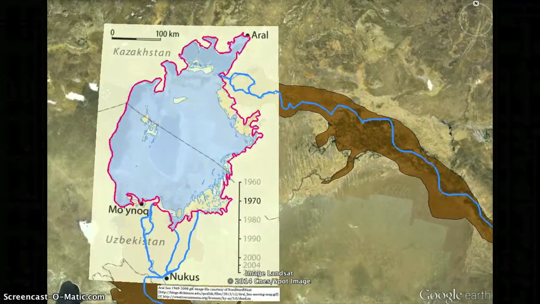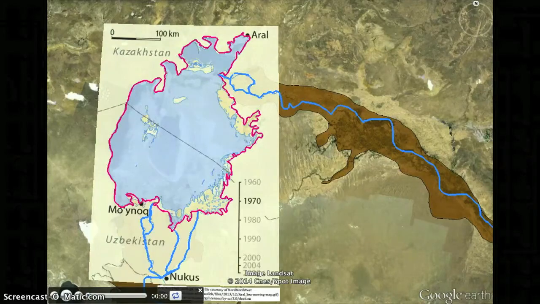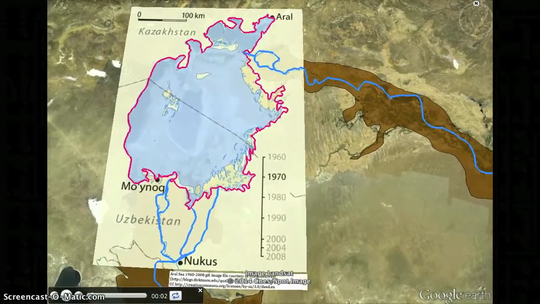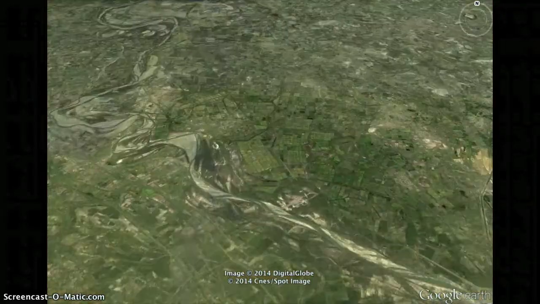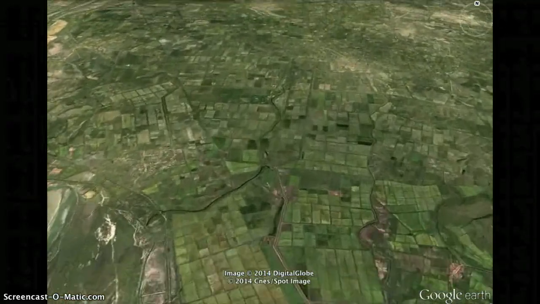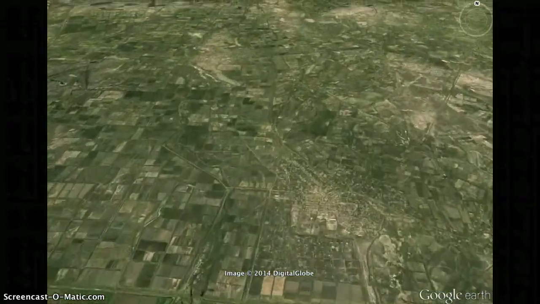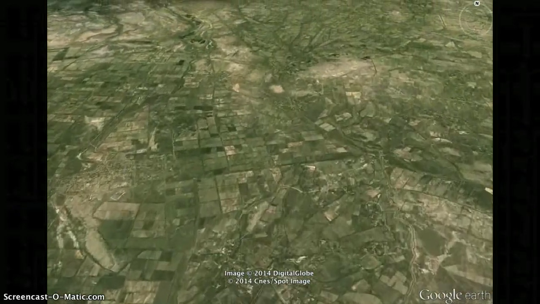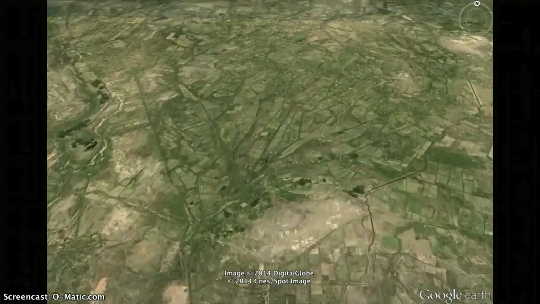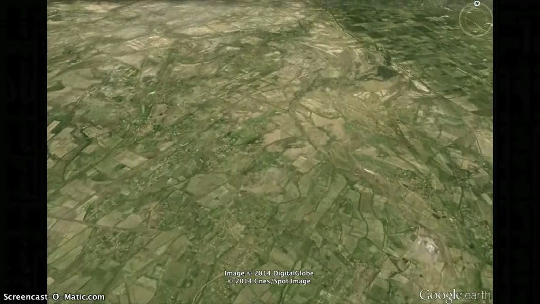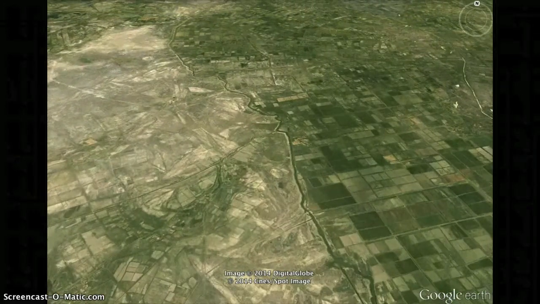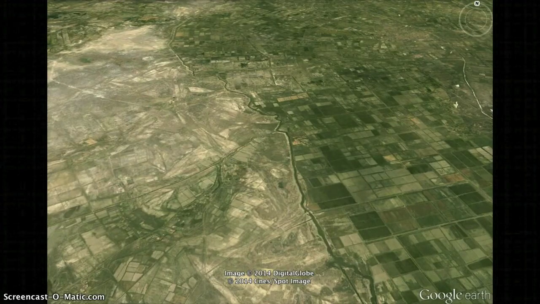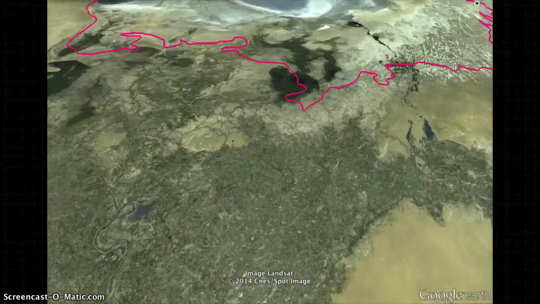Just 10 years later, in 1970, there is a noticeable shoreline retreat. The banks of the Amu are lined with a network of agricultural irrigation canals. Irrigation continues to expand along both rivers through the 1970s and 1990s, increasing the deficit of water flowing into the Aral Basin. As a result, a negative 30 cubic kilometers per year were lost, the equivalent to 12 million Olympic-sized swimming pools each year.